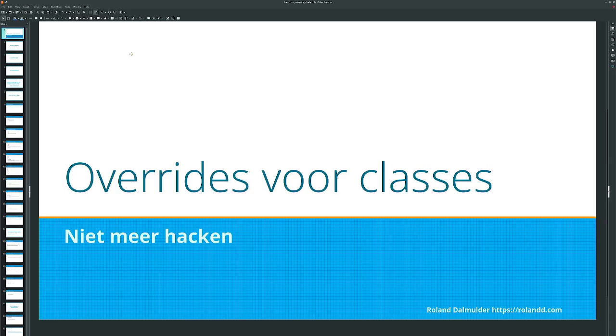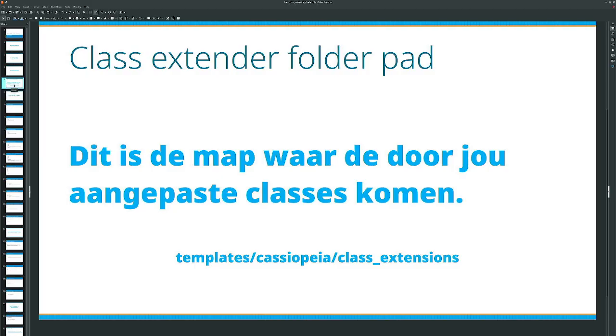By default, I put it in the templates for Joomla 4 and Cassiopeia class extensions. It also runs on Joomla 3. So if you have an older site where you have to do something like that, it still can be used for that as well.